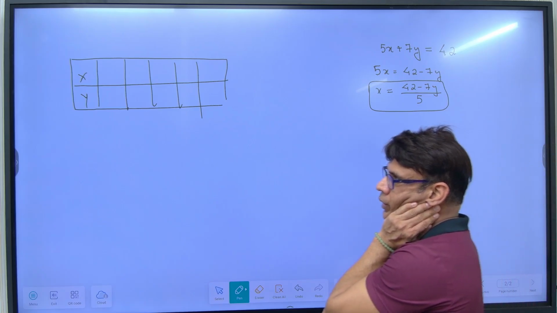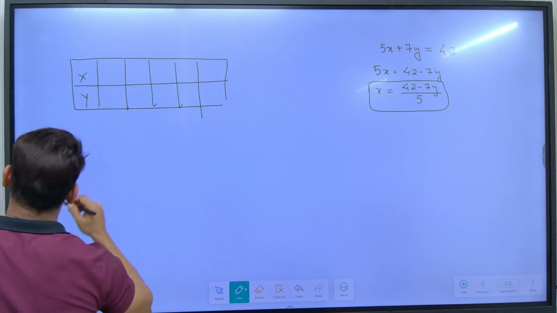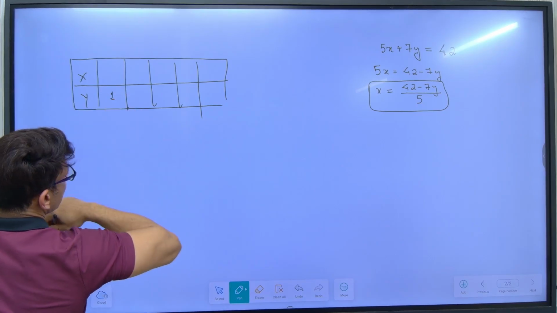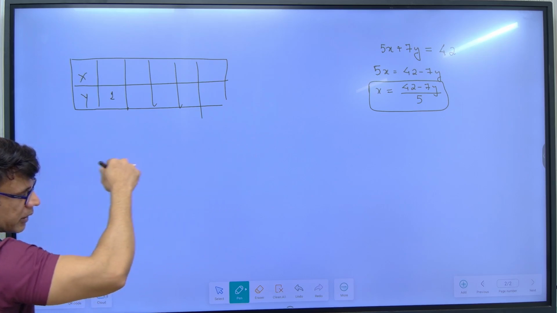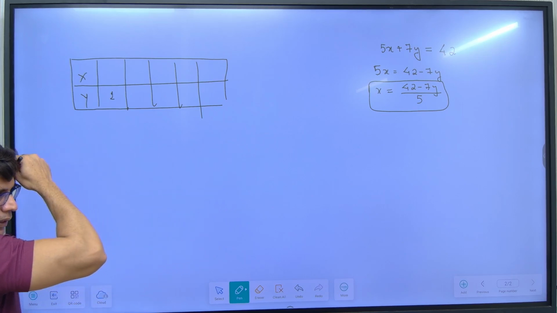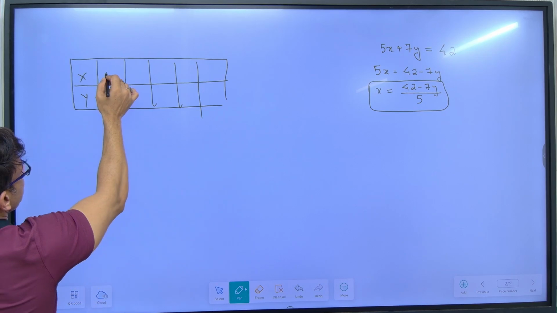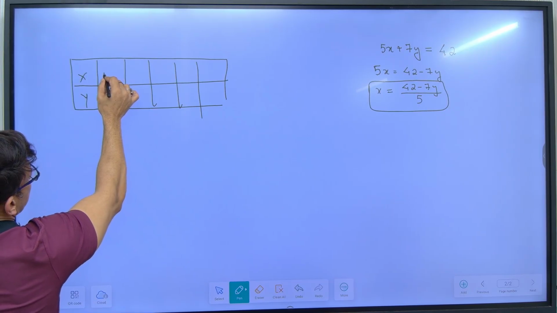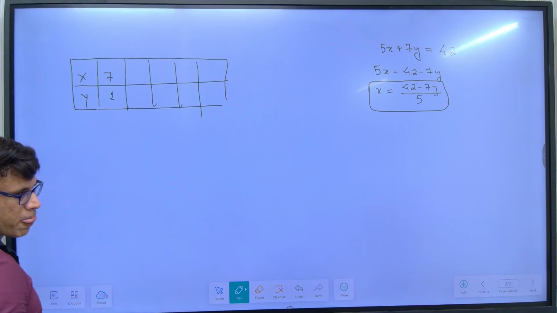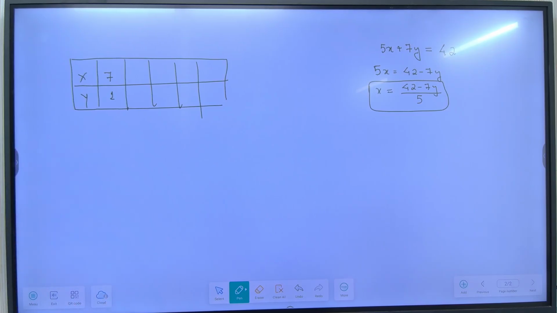so what is 42 minus 7? 35, which is divisible by 5. 35 divided by 5 is what? Yeah, 7, right? So x is 7. The moment we get the first integral value, in this case, we get one integral value. Finding other integral values is very easy now.